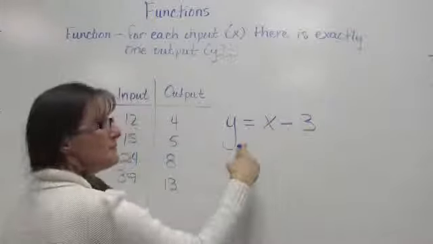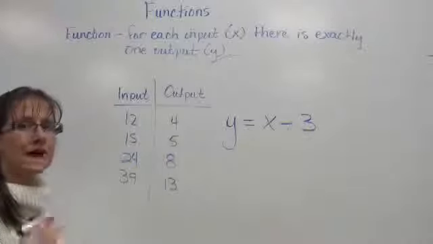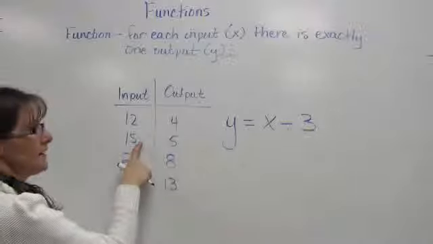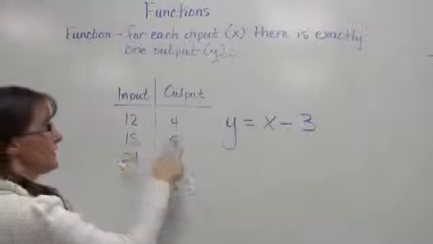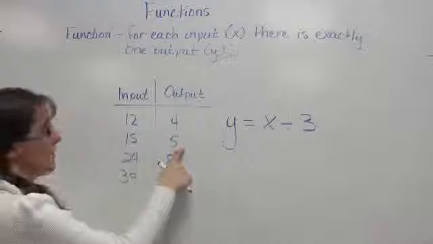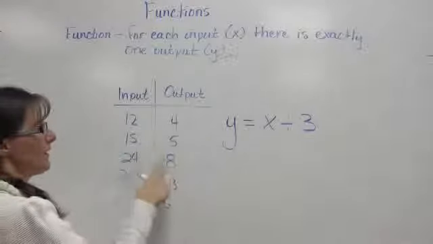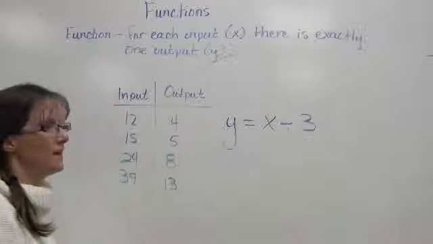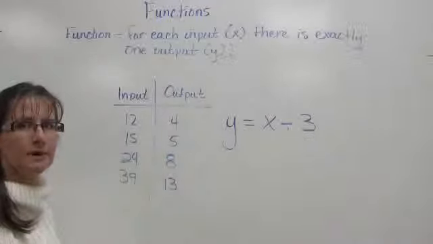So I think this is my rule, but to tell for sure, I've got to do it another time. So let's say 15 divided by 3. 15 divided by 3 is 5. It's still working. Let's go one more time. 24 divided by 3 is 8. My rule for this table is y equals x divided by 3.